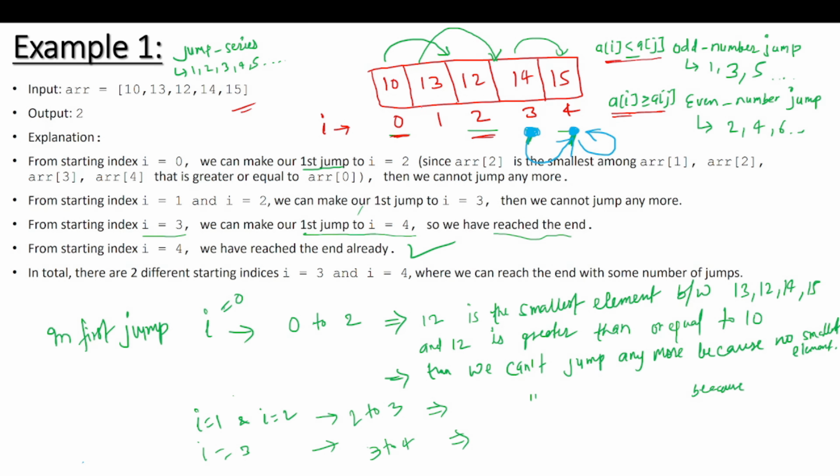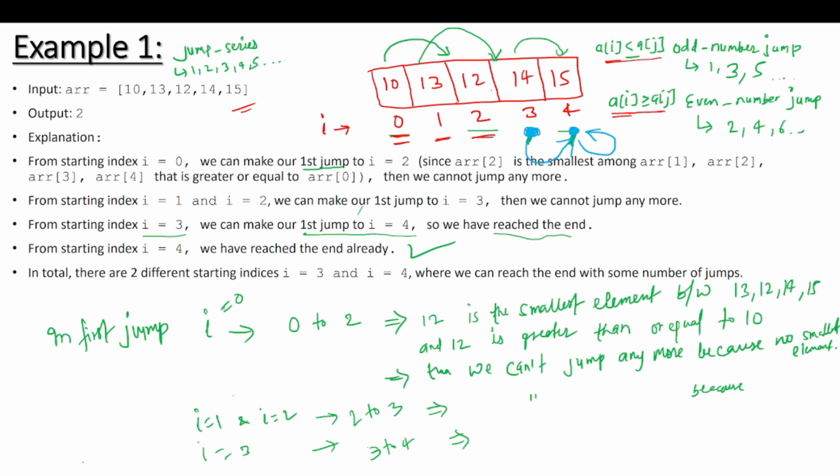So either we will make odd or even jumps, right? But in this case, when we are starting from 0, the first jump we will make, we do not have any smallest element. But when we are going with index 1, meaning we are making even jumps, from here we can make a jump to 12, right? And so this is possible. So in this case we have a smallest element which is greater than or equal to 10, and so we can have our element.